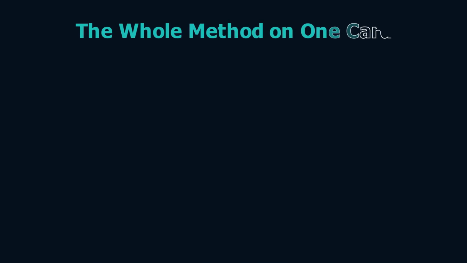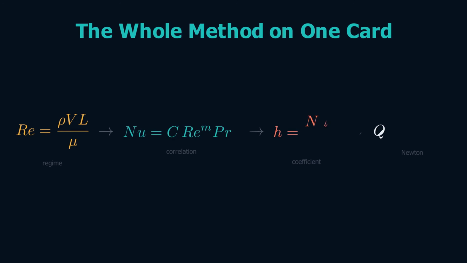Put the entire method on a single card. Find the regime with the Reynolds number. Pick the correlation that gives you Nusselt. Solve for the coefficient H. Then apply Newton's law of cooling. Air in the open or water in a pipe, the path is identical.